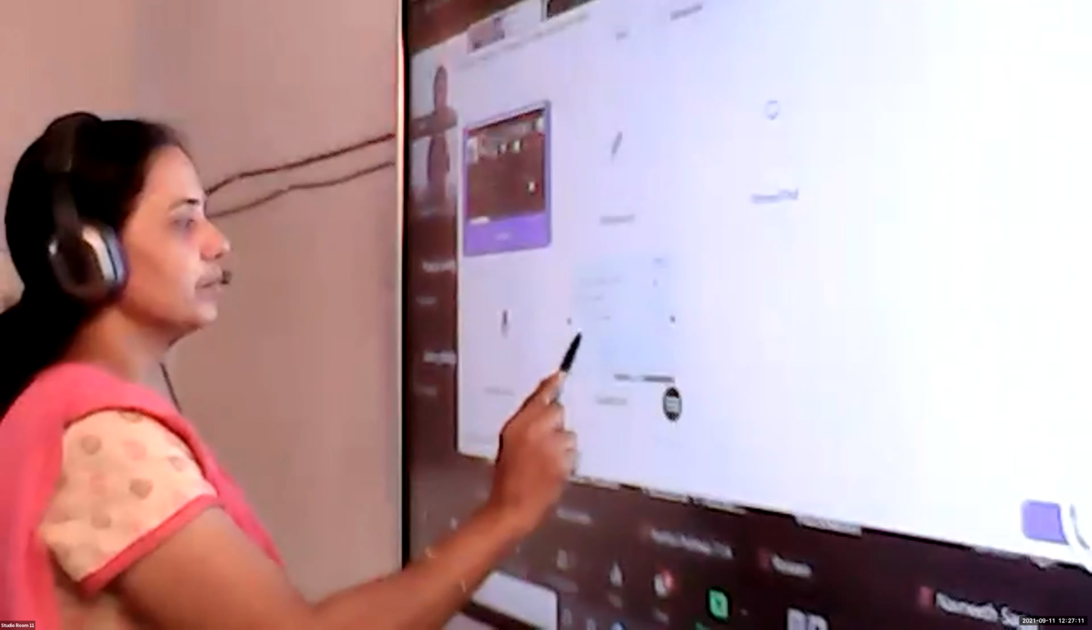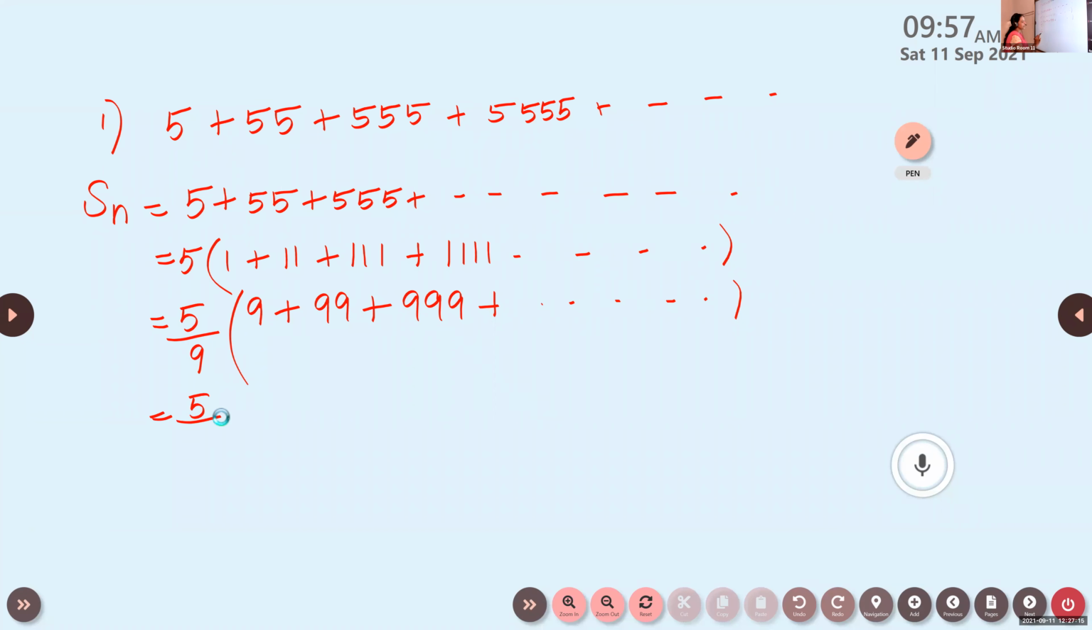Now look at the next step. 9. How can we write 9? We want to express everything in terms of powers of 10. So 9, how can we write? Is it 10 minus 1? What about 99? 99 is? Yes. 100 minus 1. 10 square minus 1. Next is 1000 minus 1 plus etc.